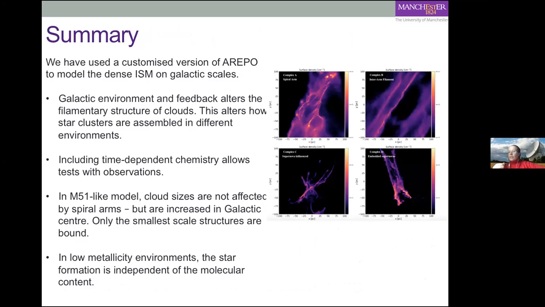And in two different extragalactic examples, we found, in an M51-like model, the cloud sizes were not affected by the spiral arms, but were increased in the galactic center. And we found that only the smallest scale structures in that hierarchy of structure were gravitationally bound. And we also showed that in low-mass dwarf galaxies, the star formation was independent of the molecular content, but at the moment does seem to care about a weak seed field.